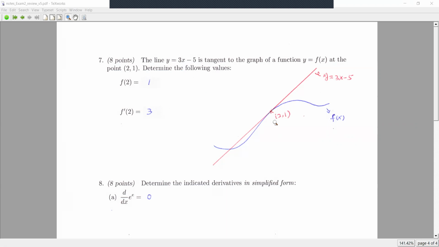Now, because 2, 1, this point is on the graph of function f, the y-coordinate should be the function value at the x-coordinate. Therefore, function value at 2 is 1. Derivative of f at 2 is the slope of the tangent line. The slope of the tangent line is 3. Therefore, this derivative is 3.